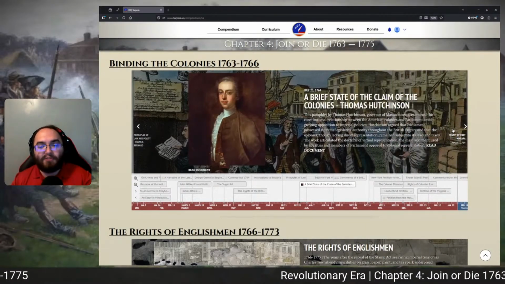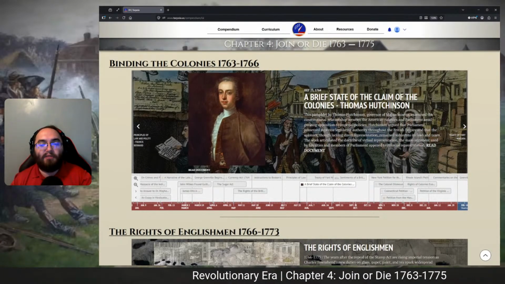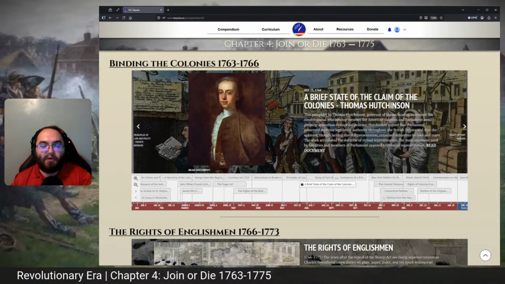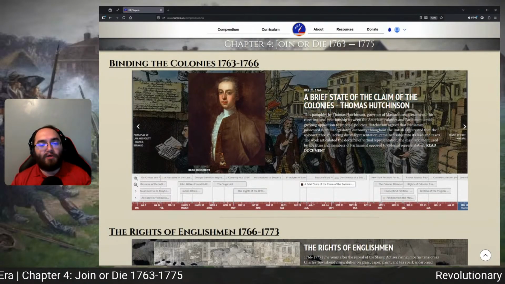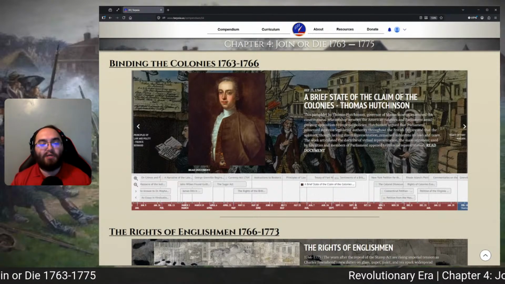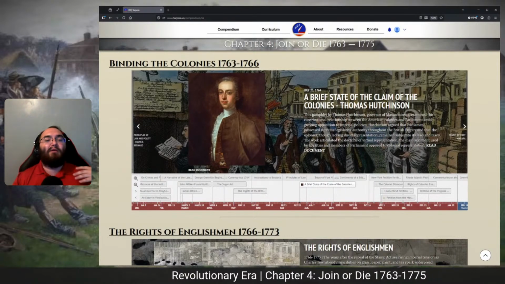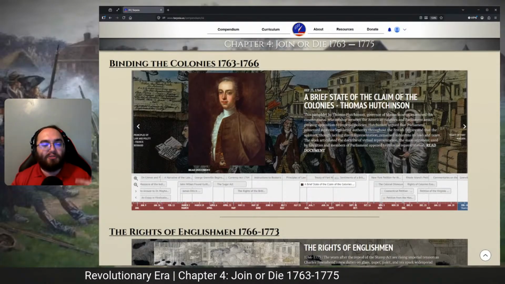Here's another loyalist, Thomas Hutchinson. He is the governor of Massachusetts at this time, and he writes a Brief State of the Claim of the Colonies. And so we do not just include political essays written by the patriots, the people who are grieving about all of these restrictions by Parliament.